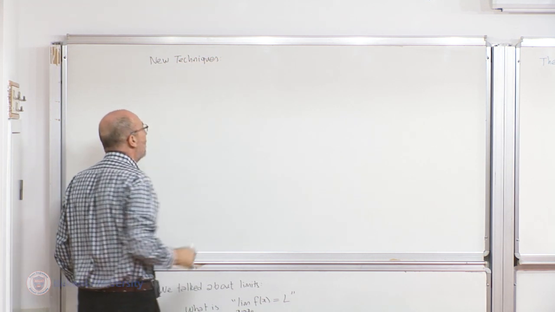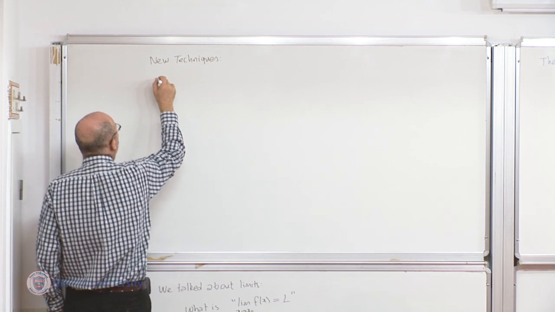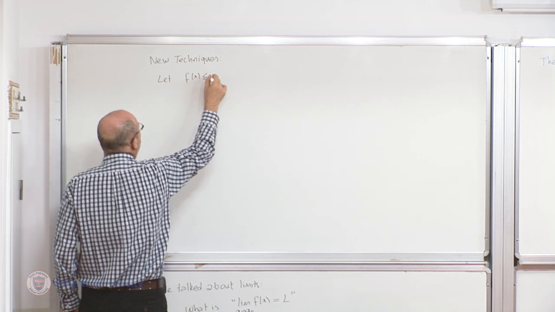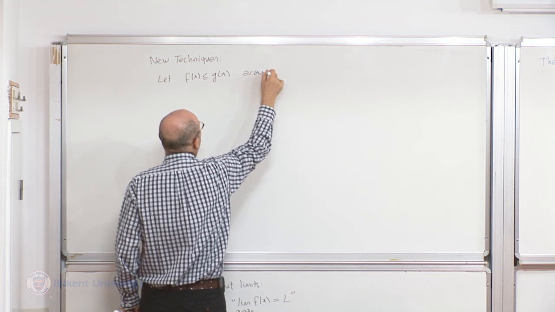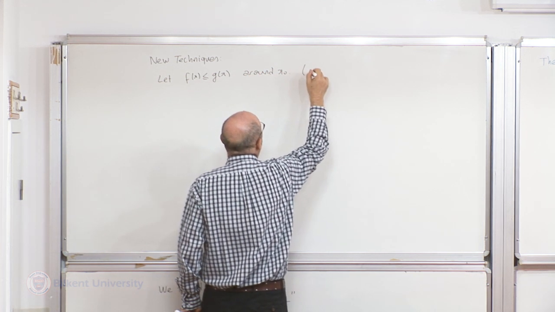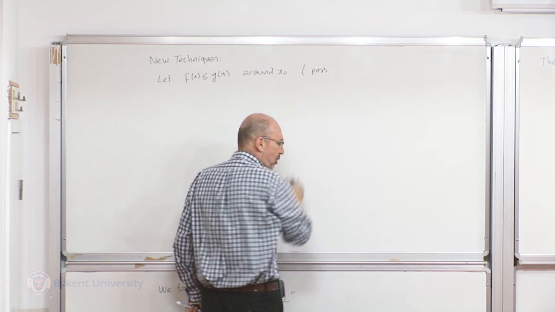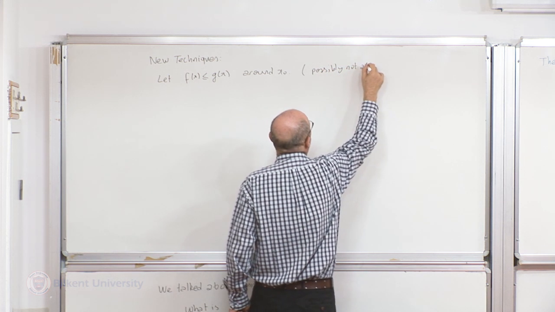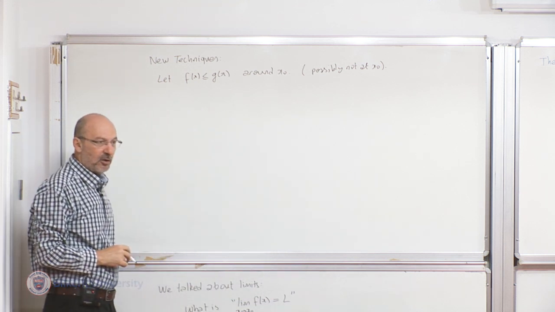Well, actually, we will have just the sandwich theorem. Let f of x be strictly less than g of x around x sub 0, possibly not at x sub 0. We call such things a punctured neighborhood.